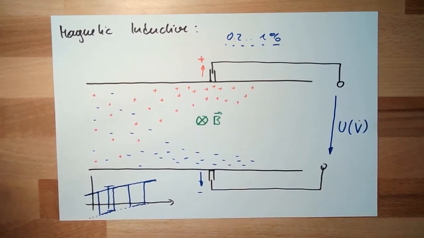Magnetic inductive method. This is of course not the last method of flow measurement, since flows are measured so often, there are a lot of methods. Next time, we are going to talk about ultrasonic measurement.